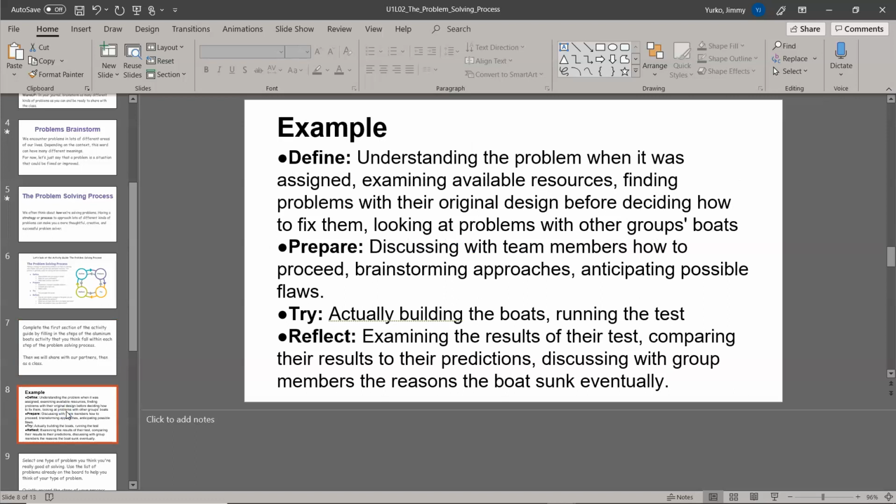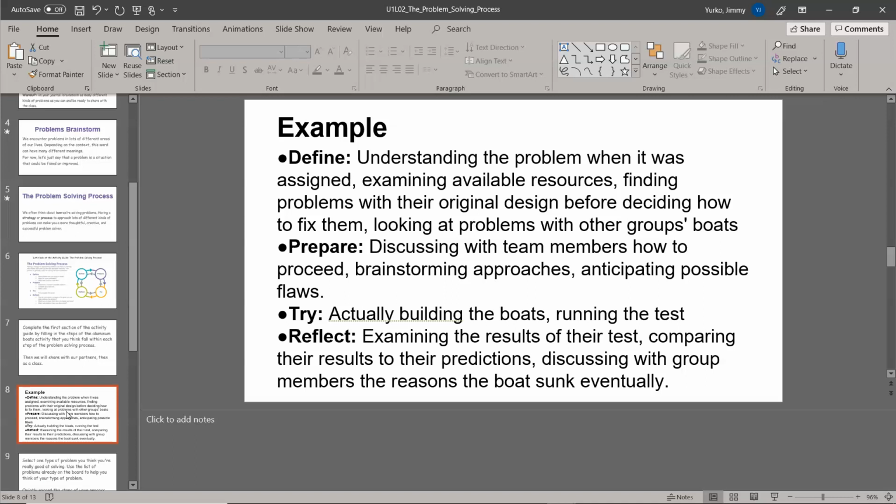Examples of problems. The problem-solving process. Defining the problem is understanding the problem when it was assigned, examining all available resources, finding problems with their original design before deciding how to fix them, looking at problems with those groups. Prepare. Discuss with the team members how to proceed. Brainstorm approaches. Anticipating possible flaws.